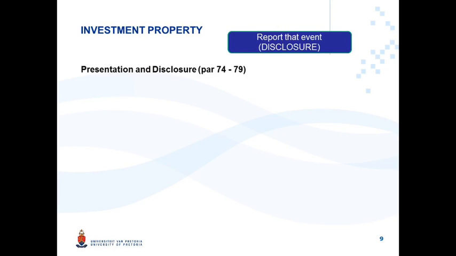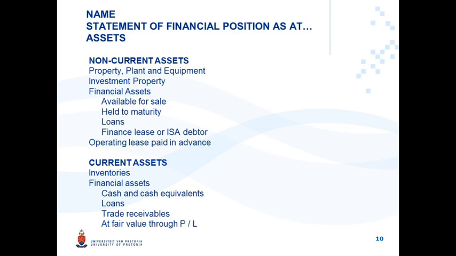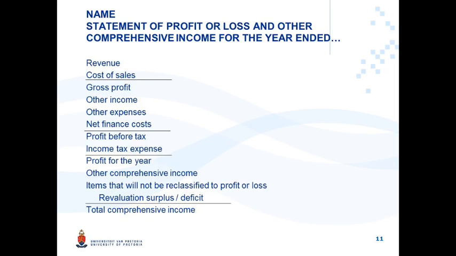Presentation and disclosure. On the statement of financial position, investment property is presented under non-current assets, not under property, plant and equipment, but as investment property. In the statement of profit or loss and other comprehensive income, other income and other expenses will be affected through your fair value adjustments. Please note, there are no other comprehensive income items coming through from IAS 40.